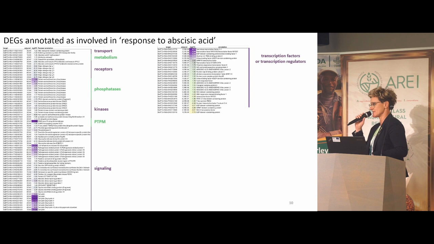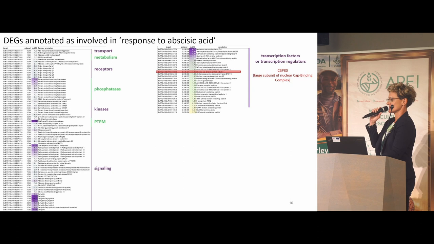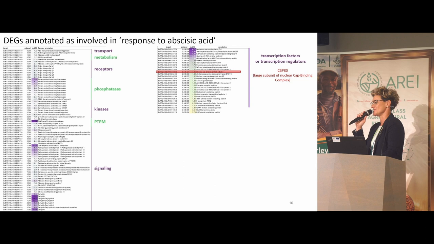We were able also to identify transcription factors or factors that are involved in transcription regulation. And among them was CBP80, which is really important to us. You can visit the poster of my PhD student. During the poster session, she will present also results regarding CBP80 in our mutants in barley. But this is a story for another occasion. Today I will focus on alternative splicing.